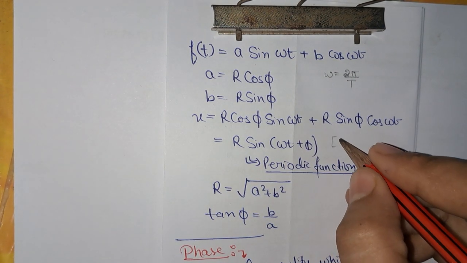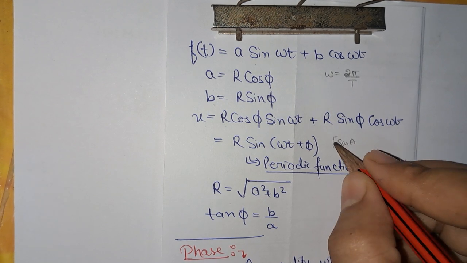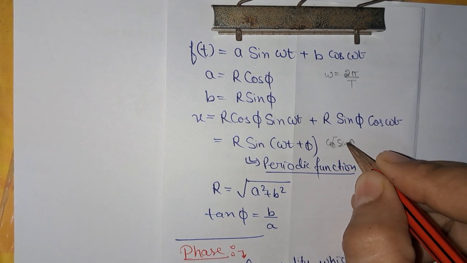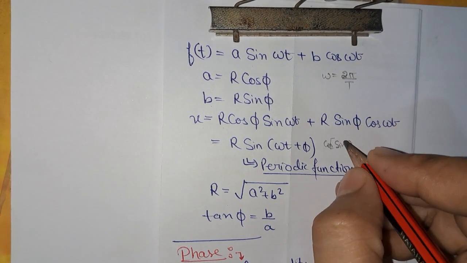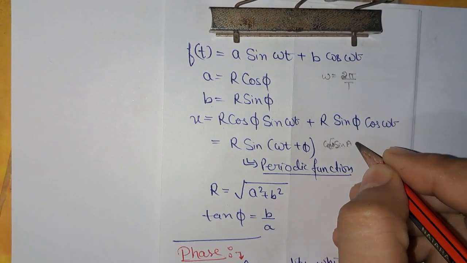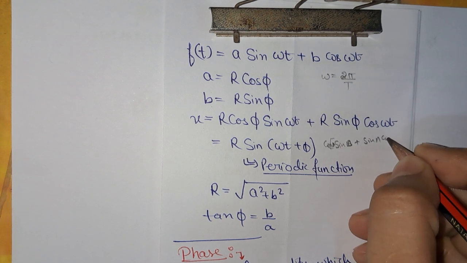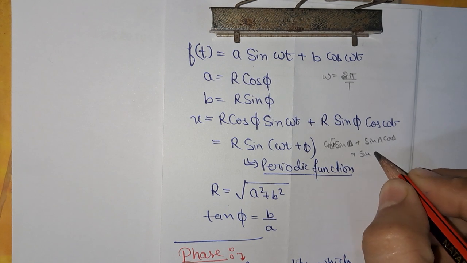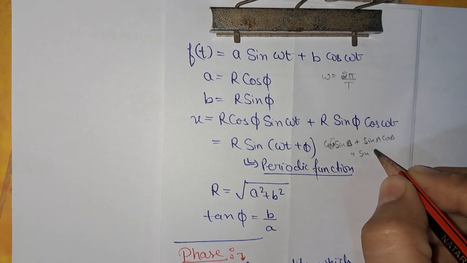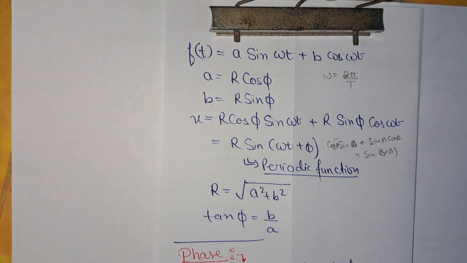Taking r to be common, we have cos a sin b plus sin a cos b. So this gives the value sin of (b plus a), or sin of (a plus b).